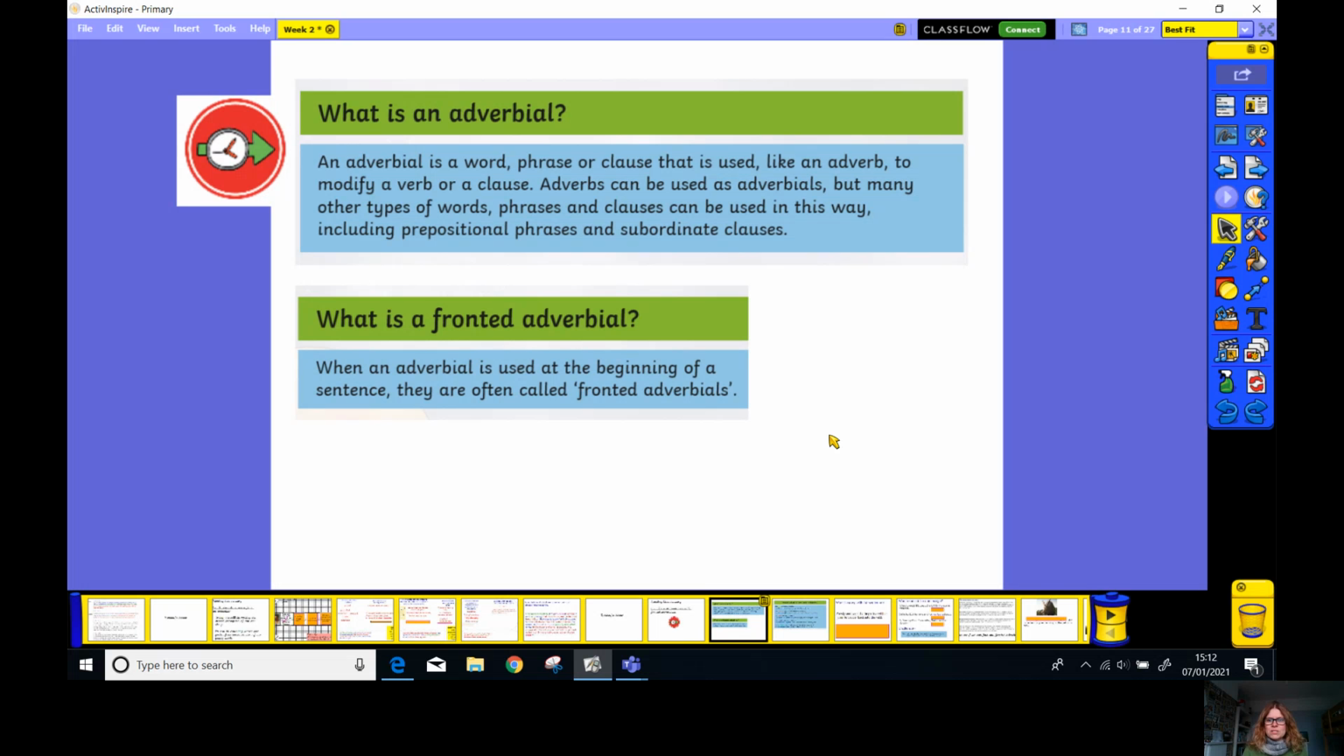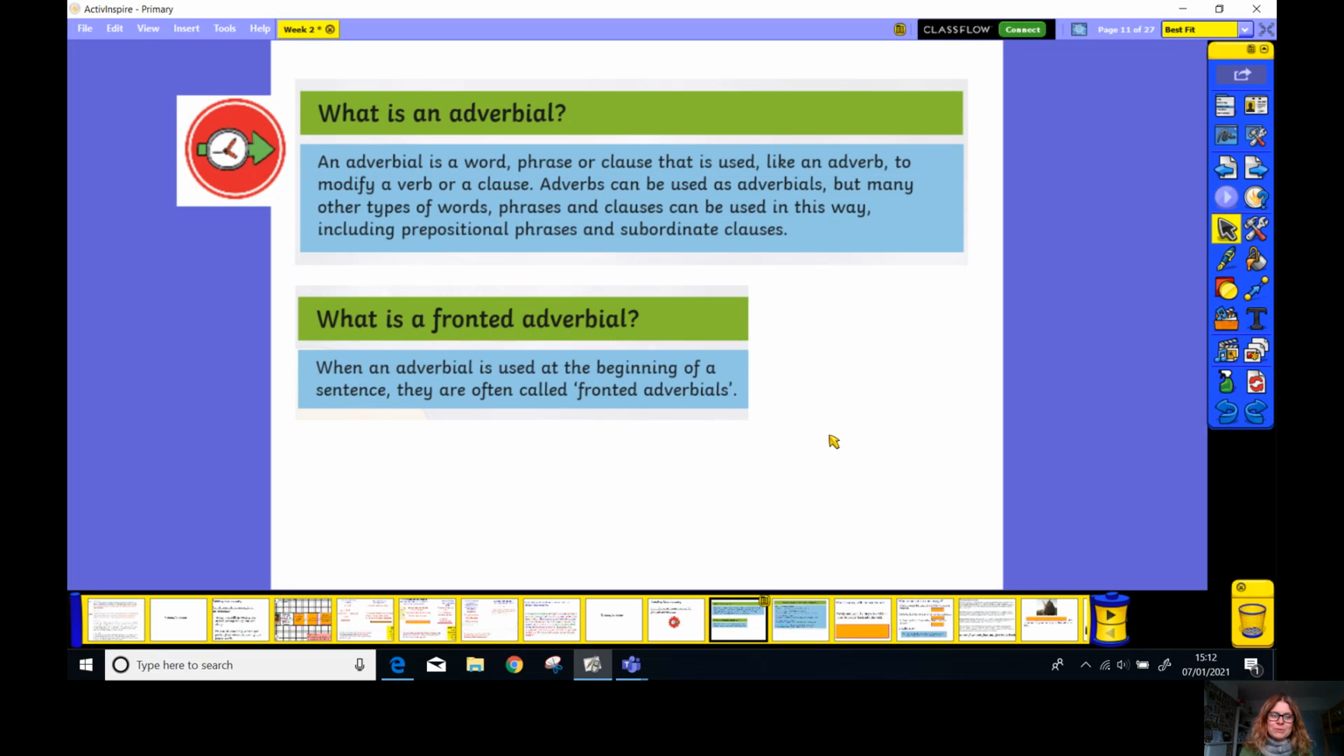Adverbs can be used as adverbials, for example, suddenly or quickly. But many other types of words and phrases and clauses can be used in this way too, including prepositional phrases, which we've been talking lots about, and subordinate clauses. Remember, the subordinate clause is the part of the sentence which doesn't make sense on its own.